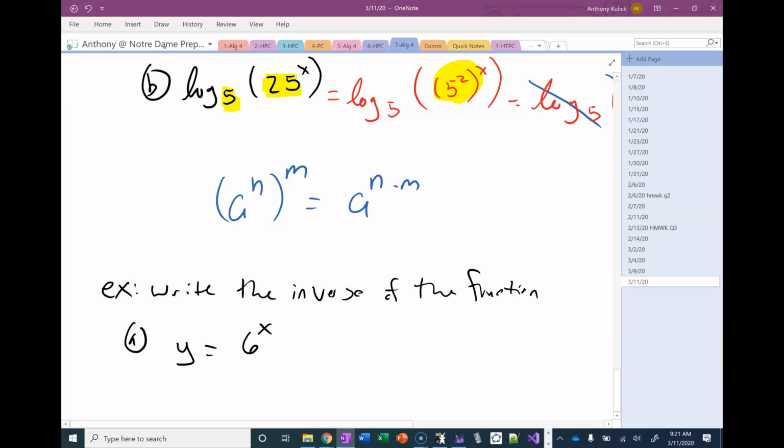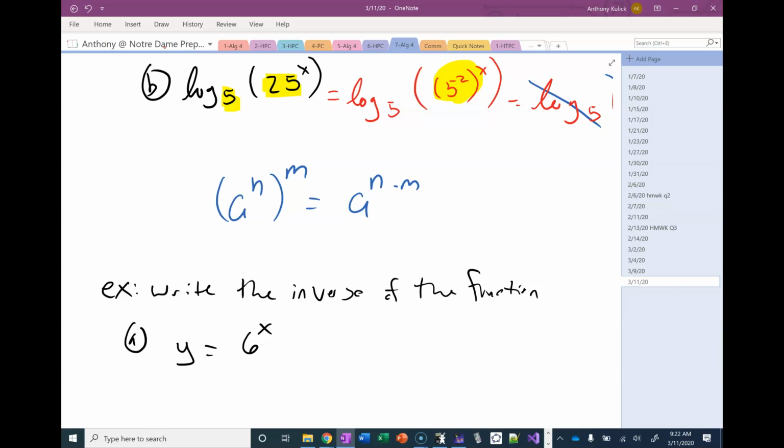In this first example, I'm going to ask you guys to write the inverse of the function. Our first function is y equals 6 to the x. Remember from yesterday, we reviewed how we found the inverse of a function. It was 2 steps. The first step is we have to get the x by itself, and then we swap the x and y variables, right?